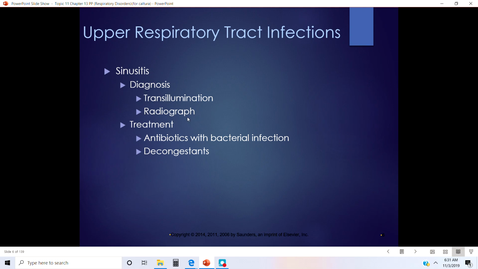So they do a procedure where they can just take an X-ray, or they do transillumination, where they actually take a bright light and bring it up against the sinus and see if they can see the light coming down into the oral cavity. And that basically tells them, if they don't see the light, that there's inflammation inside the sinus. Okay, and then as far as the treatment, it's just going to be antibiotics with a bacterial infection. Right? They may give them some decongestants to help clear out that area.